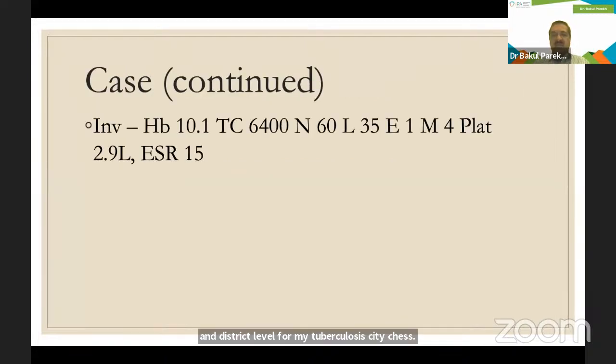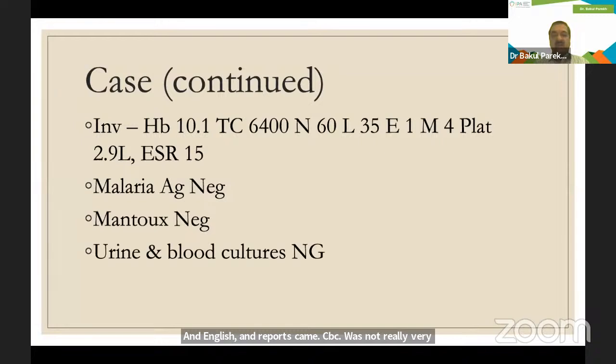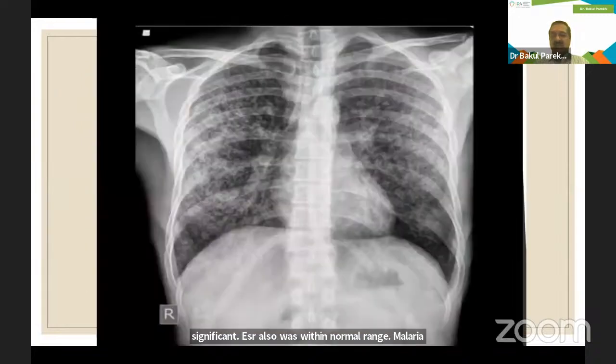And investigation reports came. Yes, CBC was not really very significant. ESR also was within normal range. Malaria came negative, Mantoux came negative, urine and blood culture came negative. X-ray chest showed this picture. So this was a case of miliary tuberculosis.